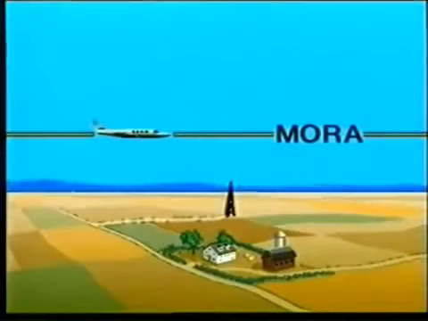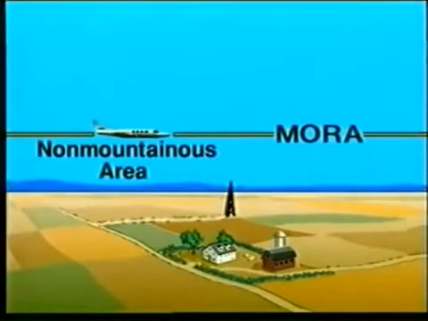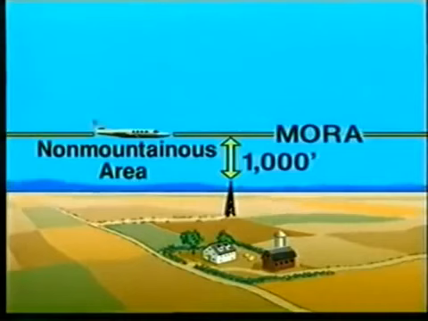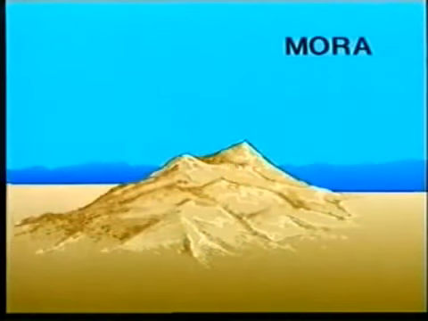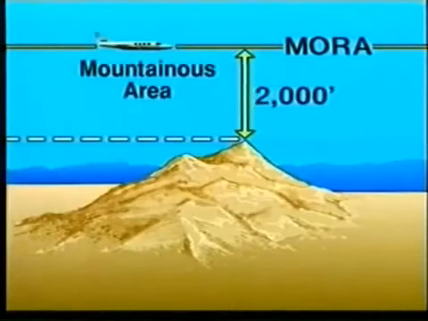If the highest natural or man-made object within the grid is a non-mountainous area, the minimum off-route altitude provides you with at least 1,000 feet of clearance. When the highest object or terrain is in a mountainous area, 2,000 feet of clearance is provided.